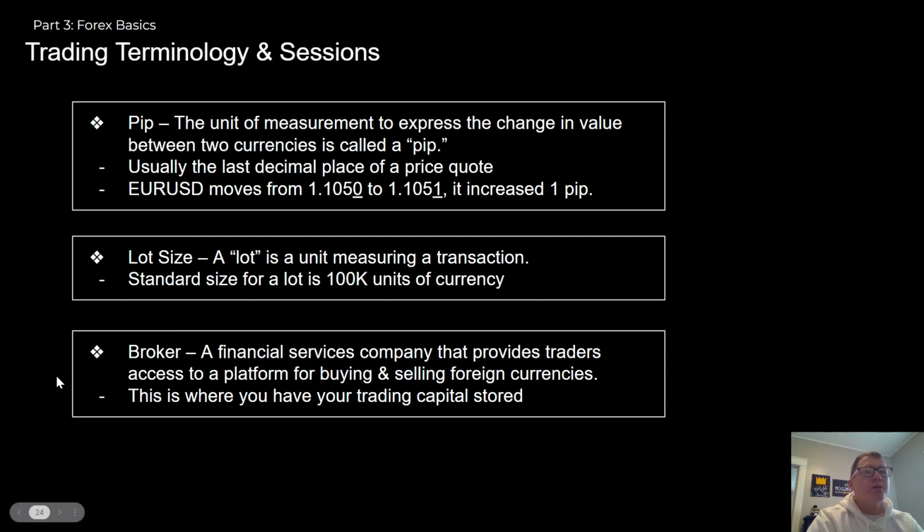So the next term, a broker. It's a financial services company that provides traders access to a platform for buying and selling foreign currencies. So this is where you're going to have your trading capital stored. For example, let's say you give me $1,000 and you tell me what to do, like buying and selling certain things. Let's say you're a sneakerhead or whatever, and you're telling me what shoes to buy and when to sell them, and you make profit. Okay, I'm going to charge you a commission because I performed this service for you of buying and selling. That's all a broker is.